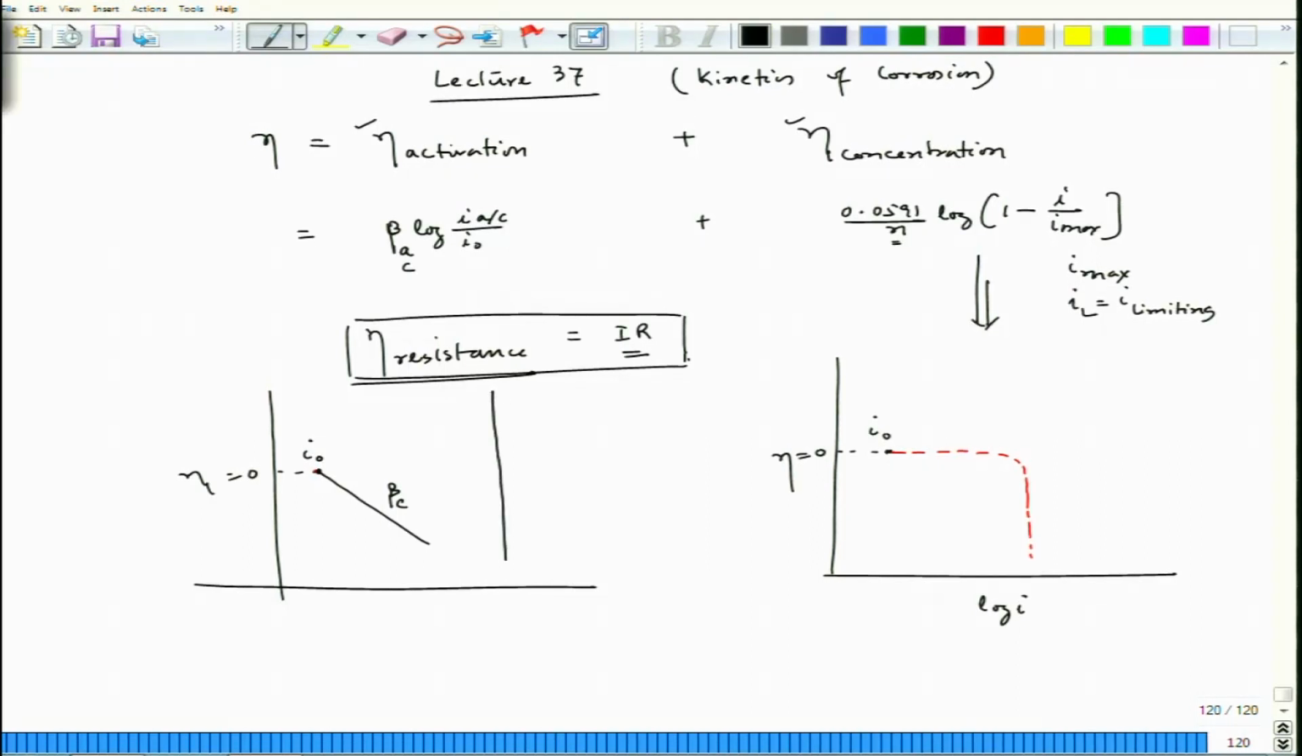Now if I try to see the total over voltage, we have to just combine these two. So this is the point eta equal to 0, I0, this is the point corresponding to log I0, and this axis is log I, this axis is also log I. Now once we combine, the combination curve will look like this.